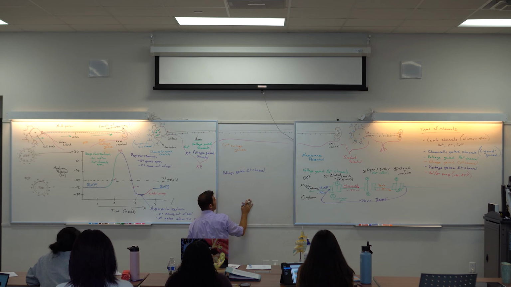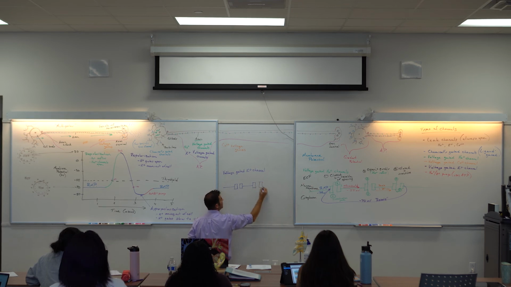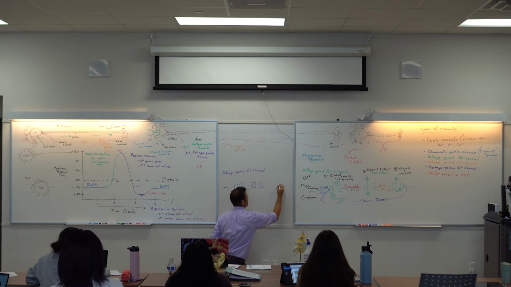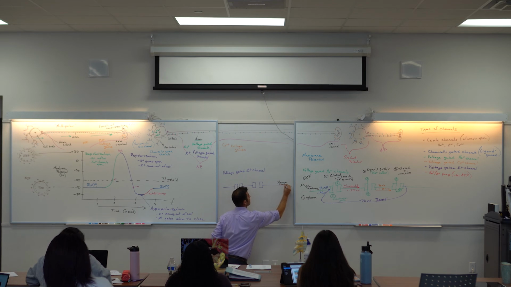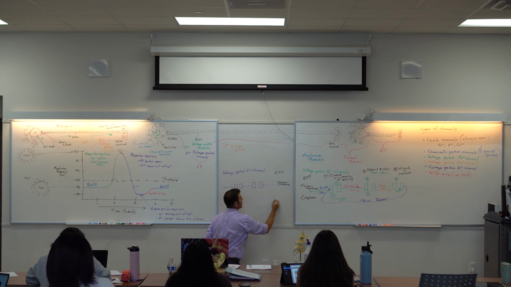So voltage-gated potassium channel. Let's put our plasma membrane there with these gates in it. So this is our plasma membrane. Outside of that, we have our extracellular fluid. Inside of that, we have our cytoplasm. And we've got our voltage-gated potassium channels here. These have only 2 positions.